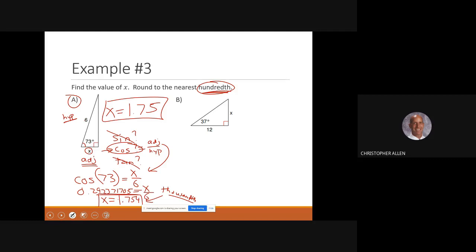Would you do me a favor on part B? Would you just write down which ratio you think you need to use for that one? For part B, you don't need to solve it. Are we going to use sine, cosine, or tangent? Would you please try to figure out which one you think we're going to use on that? If you're not sure, go back a couple of slides and look at those ratios.